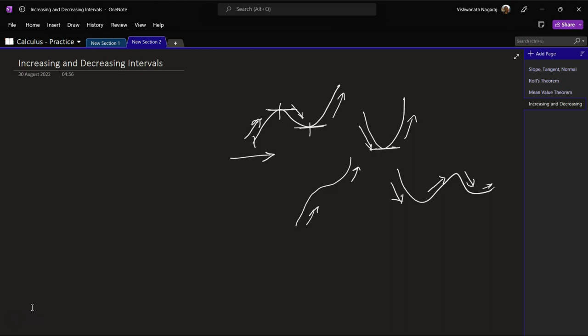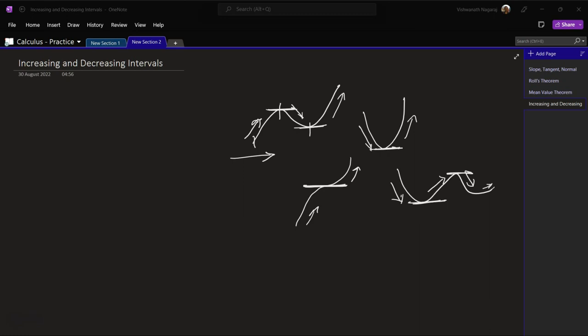So here slope is 0. Here also slope is 0. Here it is 0, here it is 0. So first thing what we do is we figure out these points at which the slope is 0. And then we look at a point just before that and after to figure out whether it is increasing or decreasing just before those critical points.